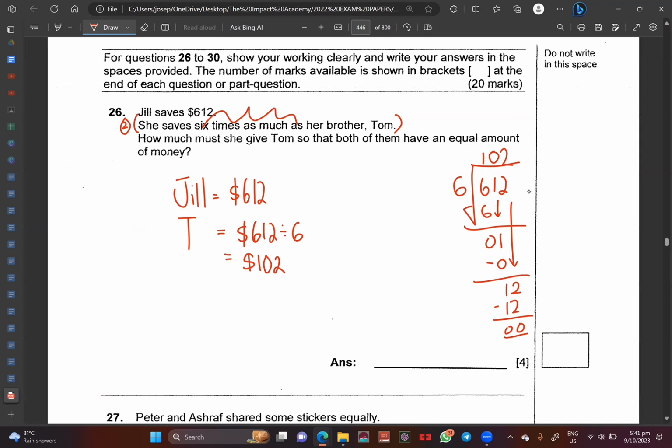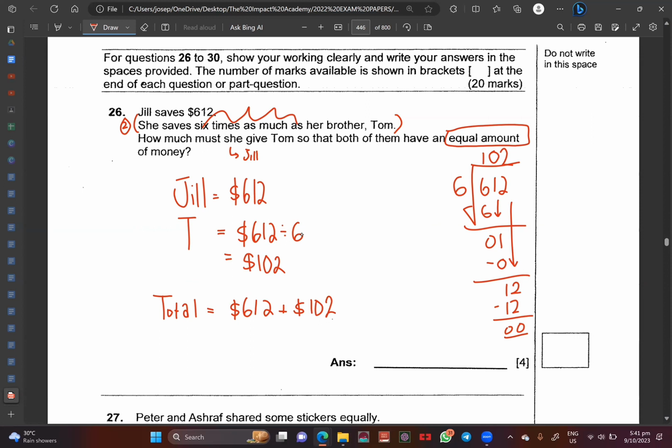Yeah, what is the question asking? The question says, how much must she, as in who is the she? Jill, right? Give Tom so that both of them have an equal amount of money, right? So how much must Jill give to Tom? Because Jill has more, agree? So what we will do is we will find their total first. Am I making sense here? We will find their total. So their total is 612 plus 102. Am I making sense here?